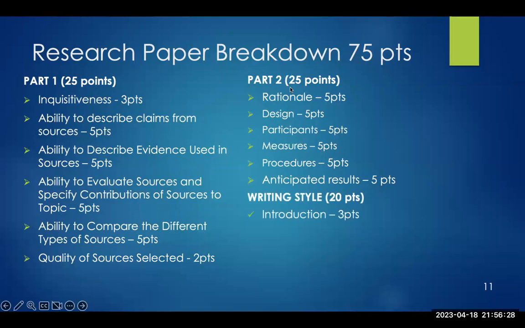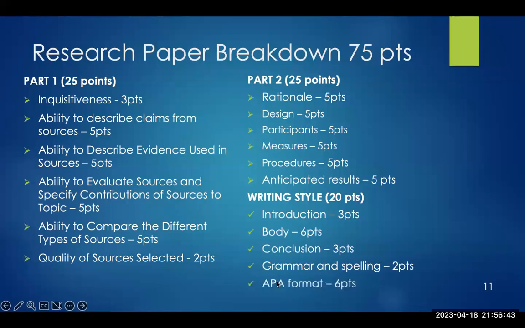Sorry, that should say 30 points for part two. So writing style is 20 points, and that would be your introduction, your body, conclusion. Make sure you're using transition sentences, grammar and spelling, and your APA format is worth 6 points because I am going to deduct 0.1 for every error that you make in your final paper.